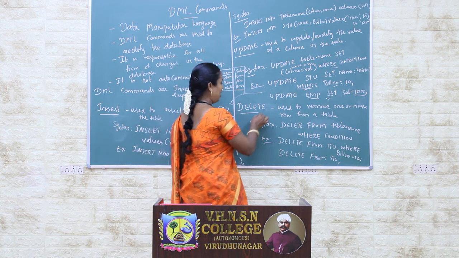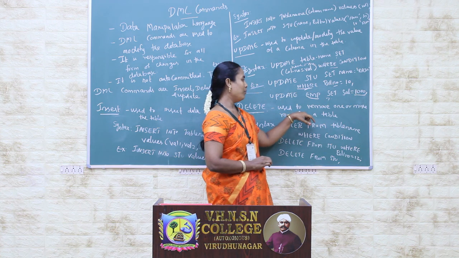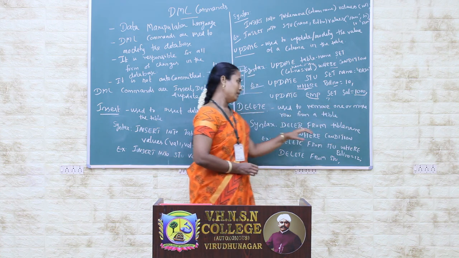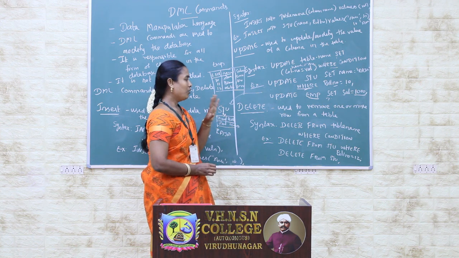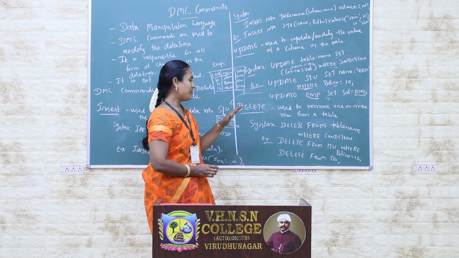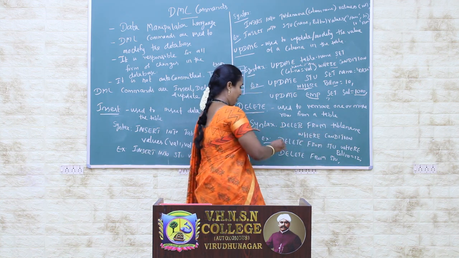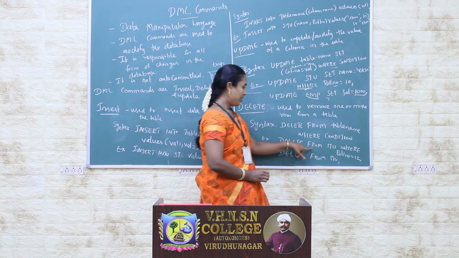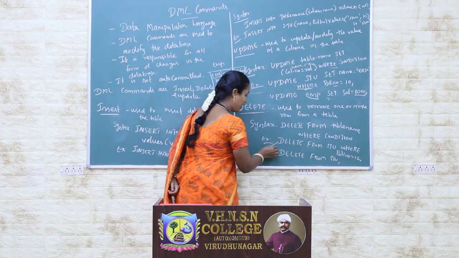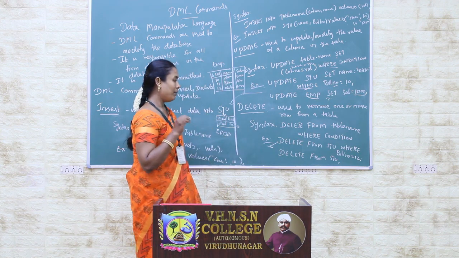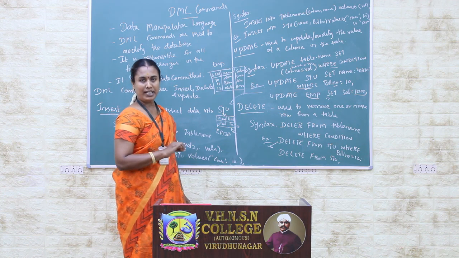Okay, then the last DML command, delete. What is the purpose of delete? It is used to remove one or more rows from a table, to delete records from the table. We go for the delete query. What is the syntax for delete? Delete from table name where condition. For example, delete from stu where roll number equal to 12. Here, how will this query be executed? In the student table, the record containing roll number 12 alone is removed from the table.